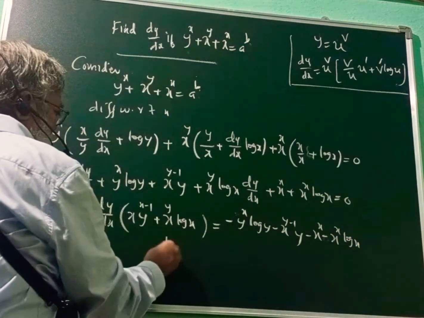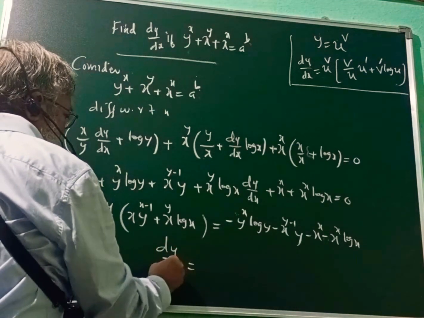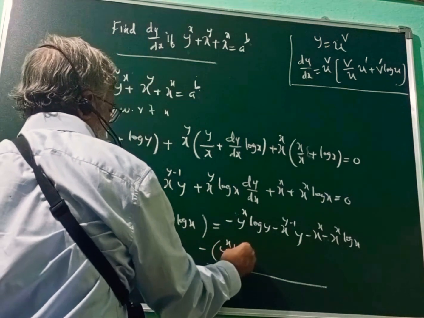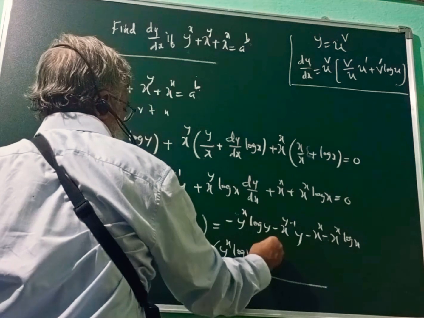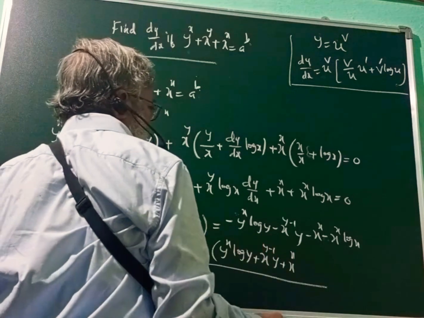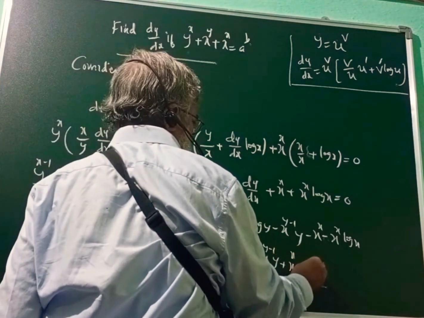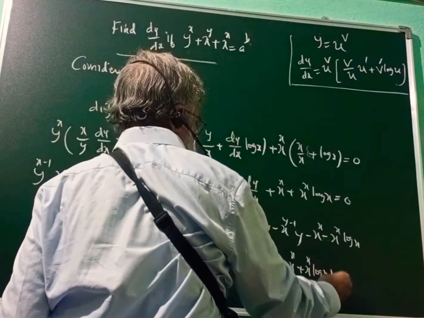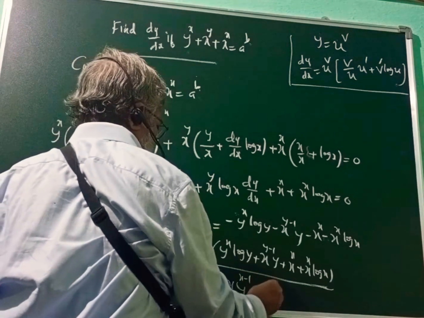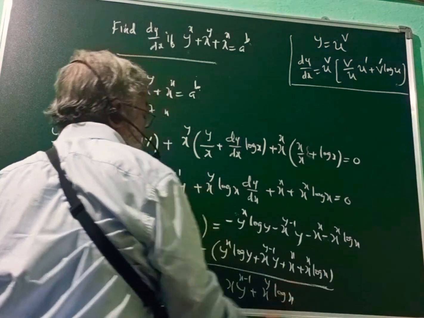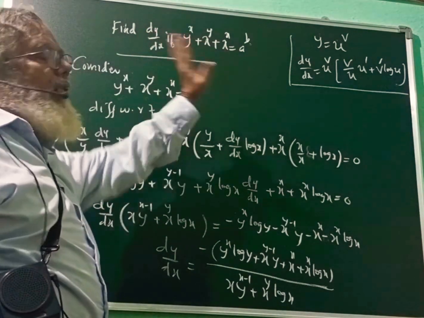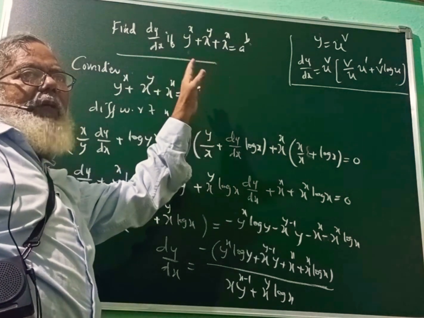Therefore, we write our answer as dy by dx is equal to, taking minus common, y raised to x into log y plus x raised to y minus 1 into y plus x raised to x into (1 plus log x), divided by x into y raised to x minus 1 plus x raised to y into log x. You can see how conveniently we have solved this problem by applying the formula. Therefore, application of this formula is very essential.